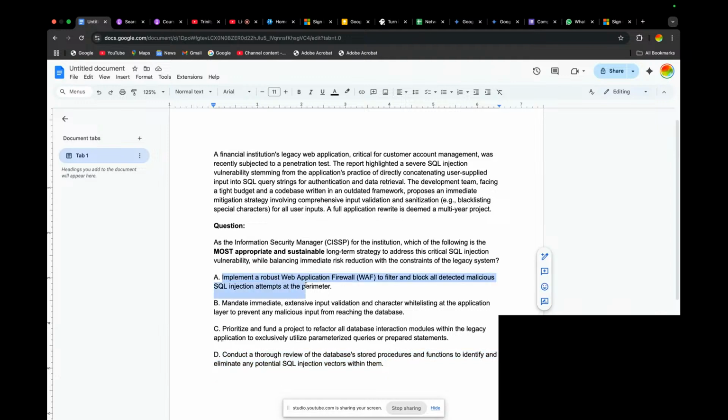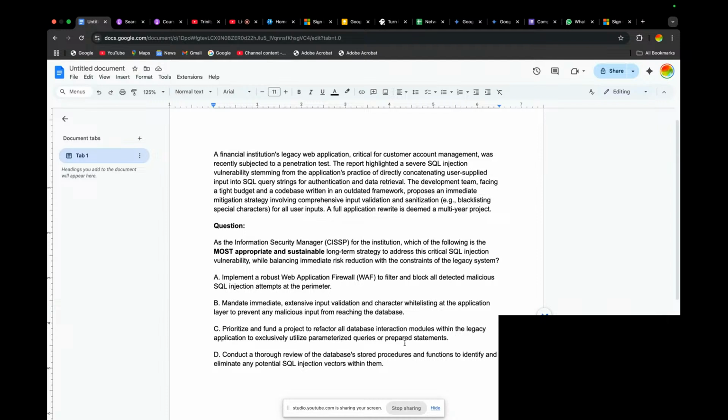Okay, A is not the right answer. They're talking about a firewall, and a firewall won't block this. So let's eliminate A. And then B could be the answer as well. Now let's look at C. The correct answer for this one, I'll give it to you, is C.